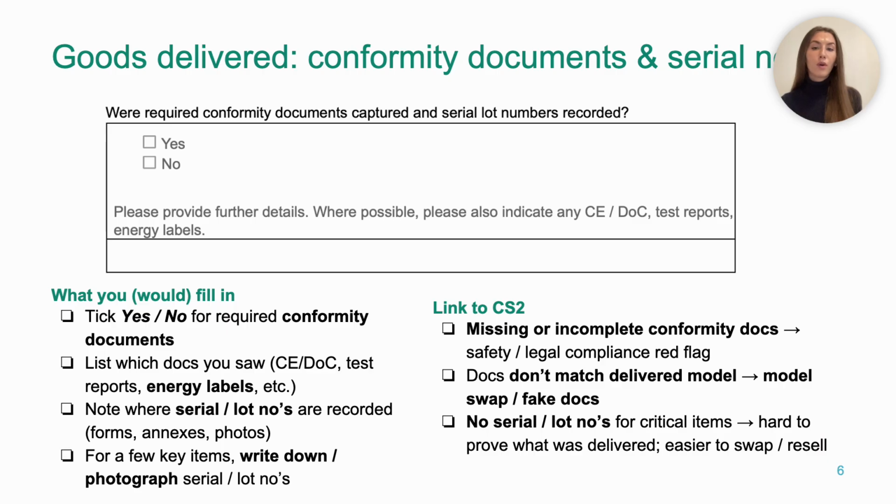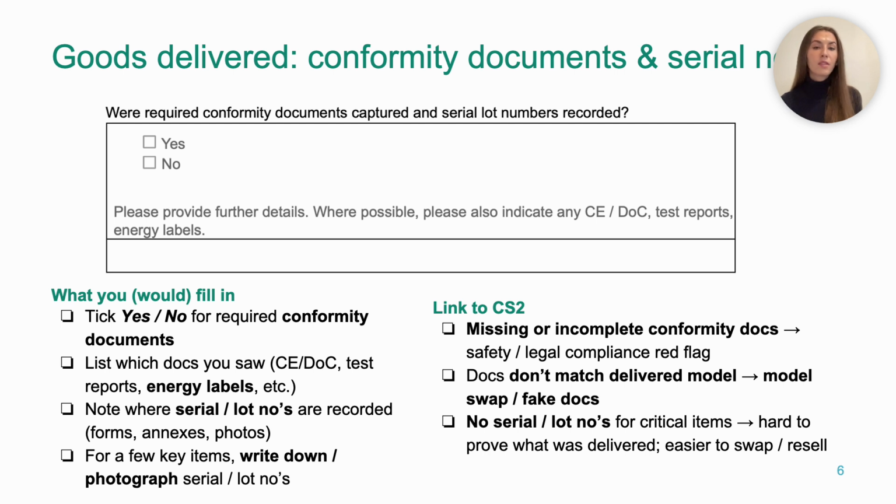Well, first you tick yes or no for conformity documents, but you need to look for things like CE declarations or declarations of conformity, which may include test reports, energy labels for fridges, lights, equipment. And then second, you need to write which documents you saw and where they were. So CE/doc attached to delivery note or energy labels photographed and saved in Annex X. Third, you check whether serial or lot numbers are recorded, whether it be on delivery notes, a separate asset register, or even in your own monitoring form. And for a few important items like medical devices or IT services, expensive machines and so on, you would write down or photograph the serial or lot numbers on the labels.